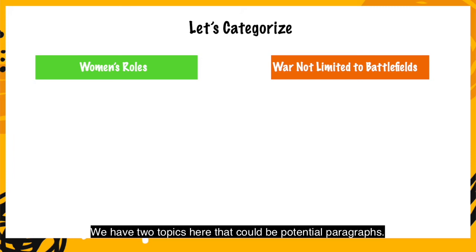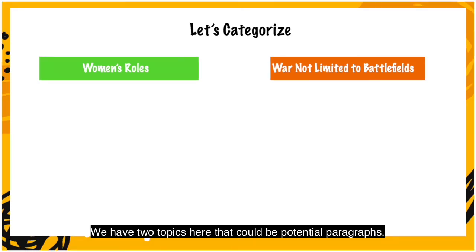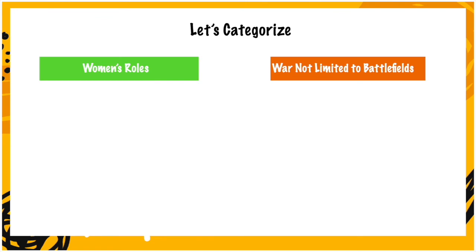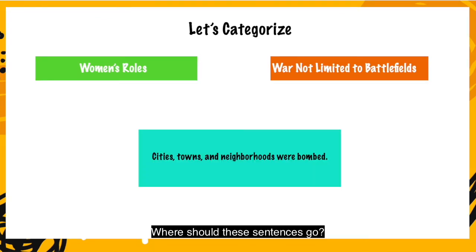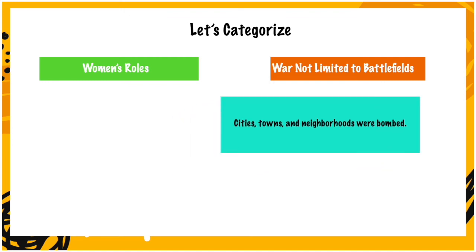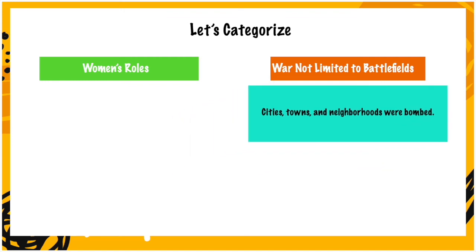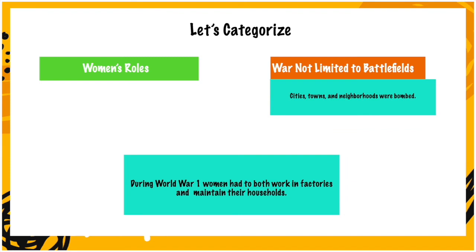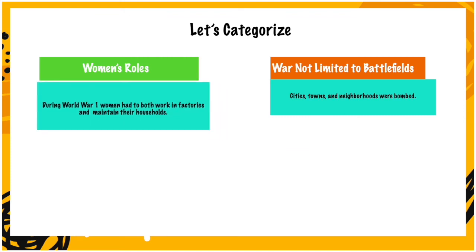So we have 2 topics here that could be potential paragraphs: women's roles and war not limited to the battlefields. Where should these sentences go? Cities, towns, and neighborhoods were bombed. Would that fit under the category of women's roles, or would it fit into the category of war not limited to battlefields? It would go here, okay? Let's look at another example. During World War I, women had to work both in factories and maintain their households. Where would this sentence go? It would fit into the category of women because it's referring to women.